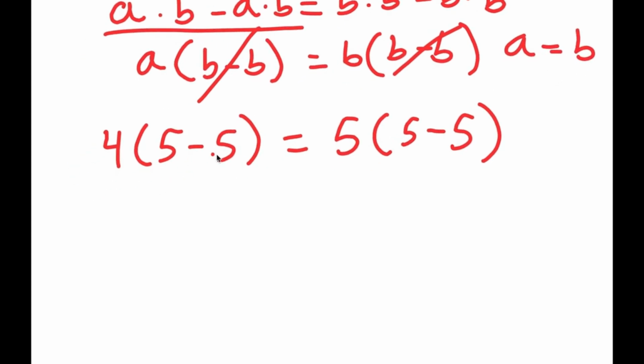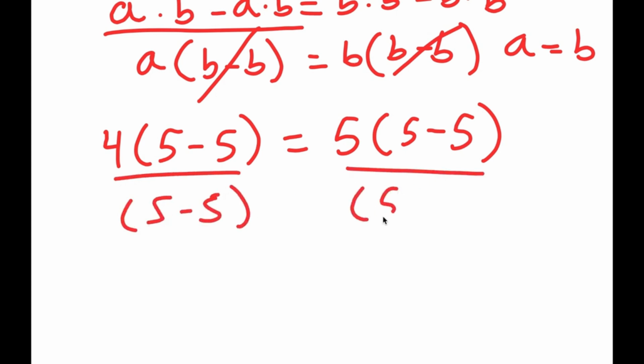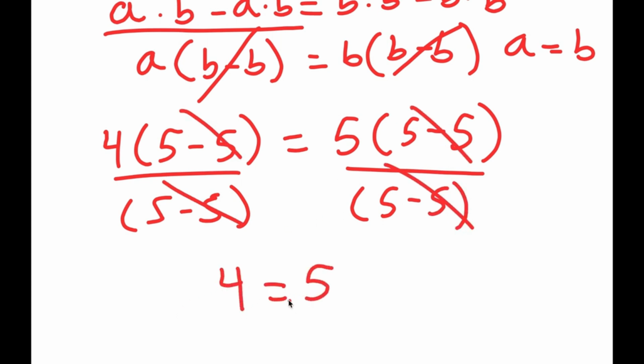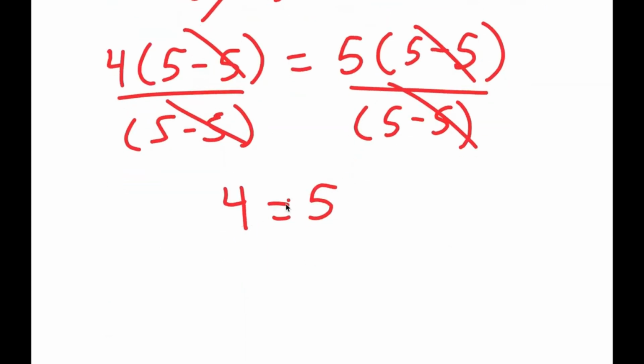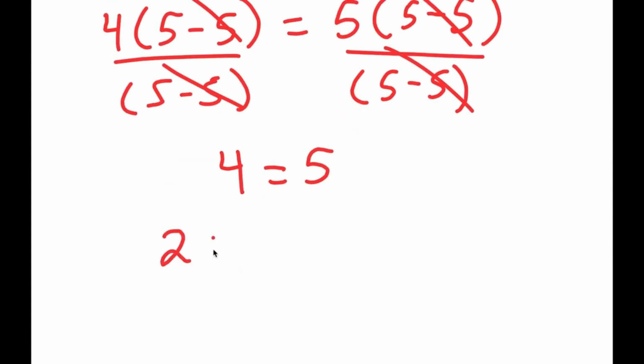So in this case, I have 4 times 5 minus 5 is equal to 5 times 5 minus 5. I can divide both sides by 5 minus 5. And these two cancel out, these two cancel out, and I'm left with 4 is equal to 5. Now, going back to our original equation, I said that I was going to prove that 2 plus 2 is equal to 5, right? Well, what is 4 equal to? 4 is equal to 2 plus 2. So I get 2 plus 2 is equal to 5. So I just proved that 2 plus 2 is equal to 5.